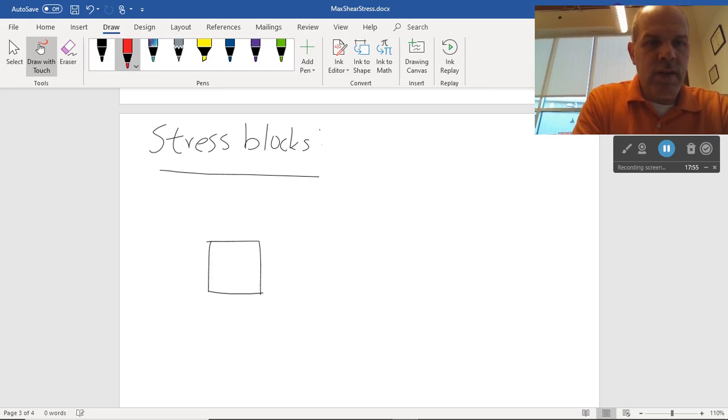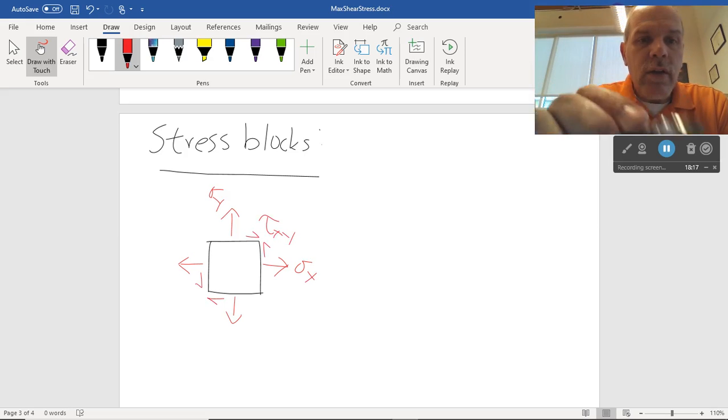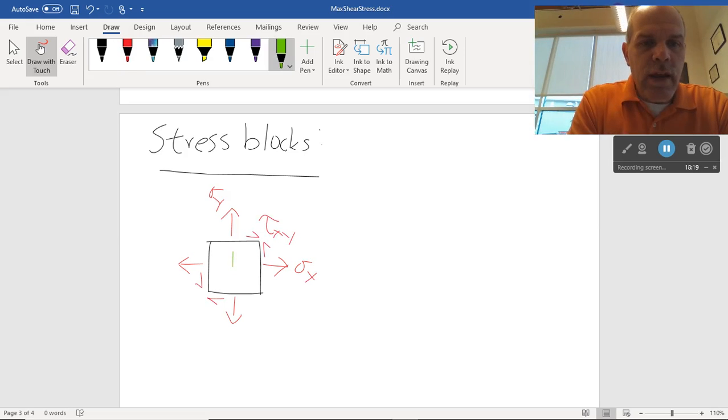This is one way to represent it. I think it's a pretty handy way to represent it, actually. There's sigma y, sigma x, and again, all this is drawn positive, but there is no reason why we can't have negative sigma x. It would just be compressive. We can have negative tau xy, would just be flipped. No big deal, right? And again, we're going to have our x, y axes.